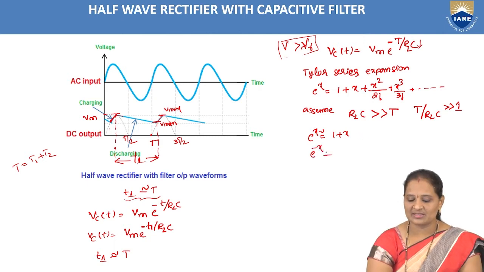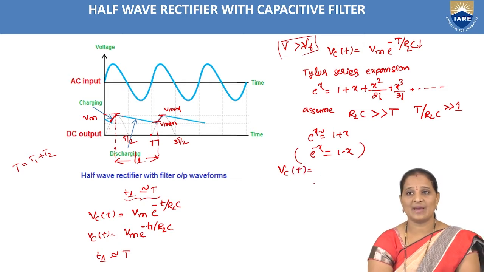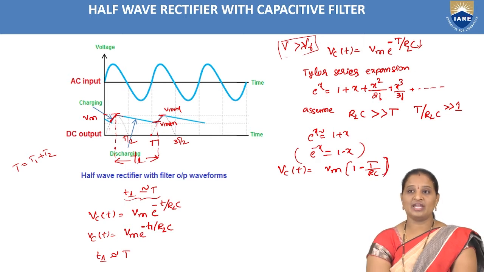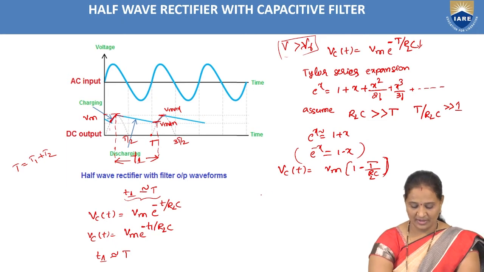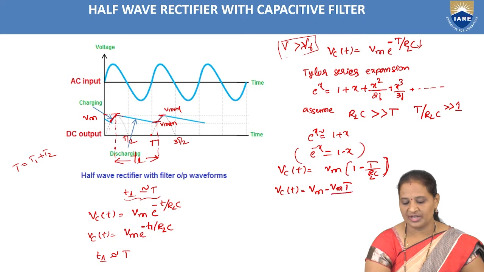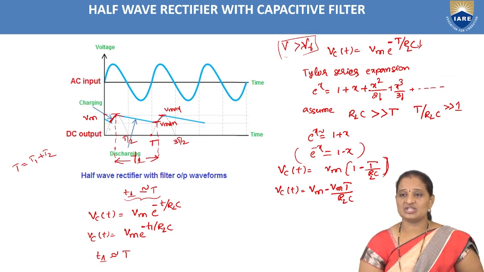Then if it is e power minus x, we can write it as 1 minus x. Now from this Taylor series expansion, we can write the voltage drop across the capacitor Vc of t as Vm into 1 minus t by RL into C. So now I can write this as Vc of t is equal to Vm minus Vm into t by RL into C. So this is the equation for the voltage drop across the capacitor during the discharge time period.